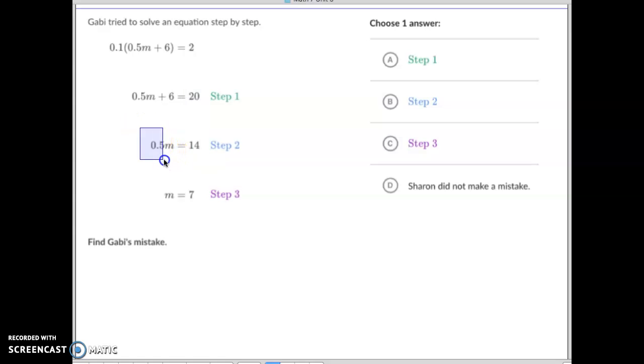Now it looks like we have to get rid of this 0.05, which is being multiplied by m. So we're going to divide by 0.05. 14 divided by 0.05 is 28. Oh, they got 7. It looks like they multiplied by 0.05 to get to here. They needed to divide by 0.05. So you definitely want to be careful. They try to be a little tricky on these. But this one right here looks like step 3 is where they screwed up by multiplying one side.